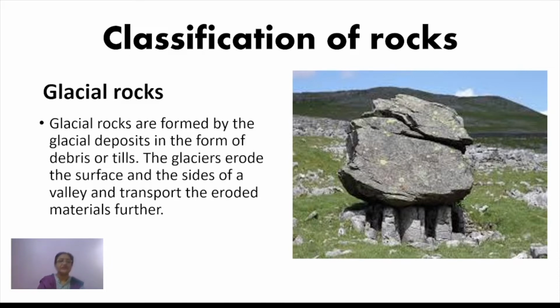Now the glaciers, when they erode the surface and the sides of a valley and transport the eroded materials further, they deposit all these at one place, and when it results in the formation of a rock, that is called a glacial rock. Okay, so this is clear to you.